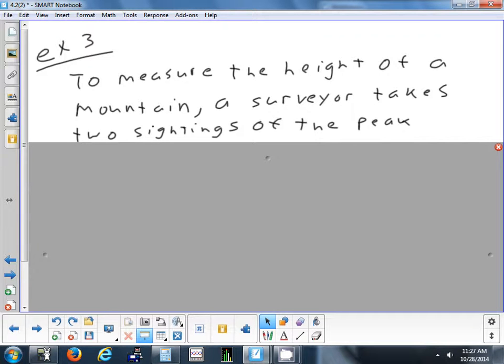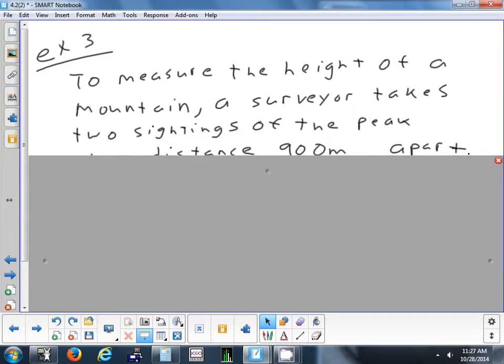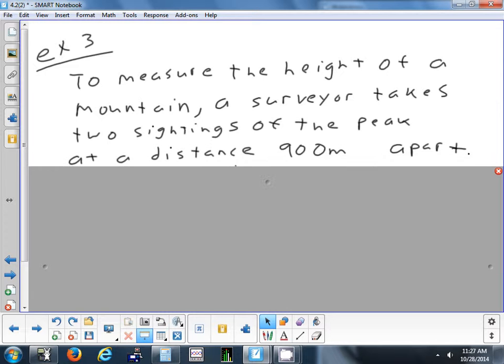So this guy's going to survey a mountain from two different locations, and he's going to do it over a distance of 900 meters. Whether you're using feet or meters, the units don't matter for this particular problem. It's more about the diagram we set up. He'll stand at one spot and take a sighting, meaning he's going to measure his angle to the top of the mountain using a transit. Then he's going to back up 900 meters, or drive 900 meters back, and measure the angle again.